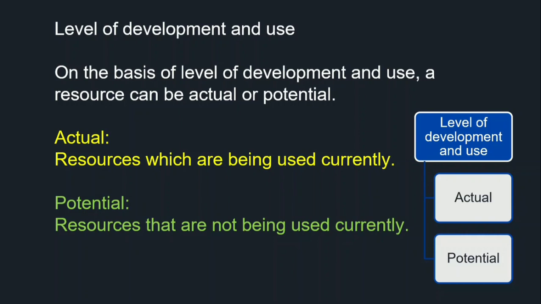Actual resources. Resources which are being used currently are known as actual resources. For example, coal deposits. An actual resource might have been a potential resource in the past. Potential resources are resources that are not being used currently. A potential resource can prove useful and become an actual resource in the future. Example, uranium deposits in Ladakh.